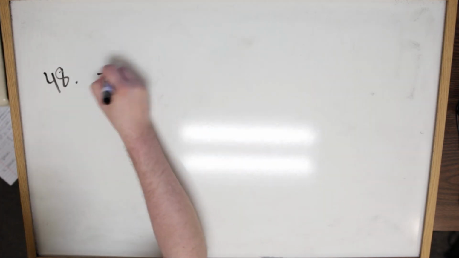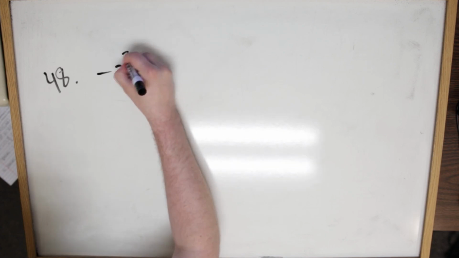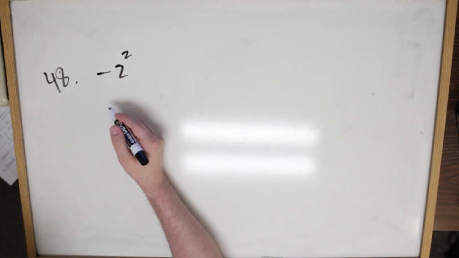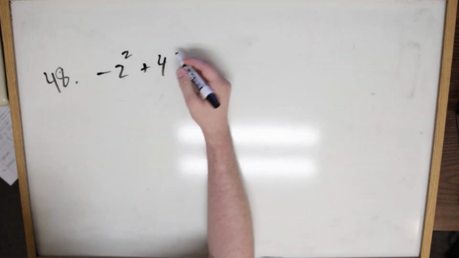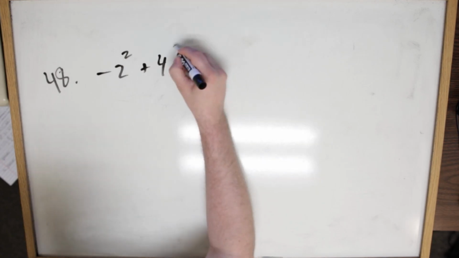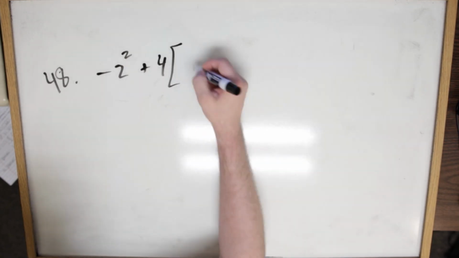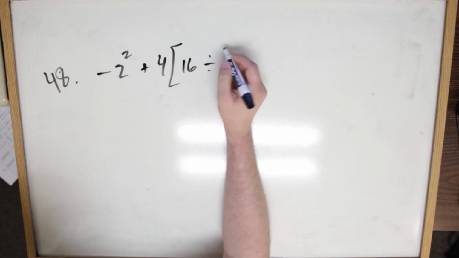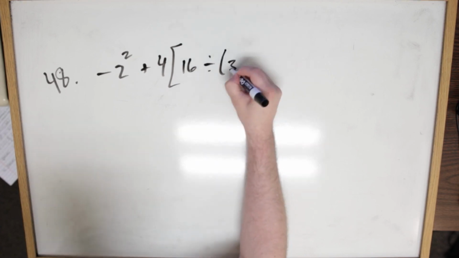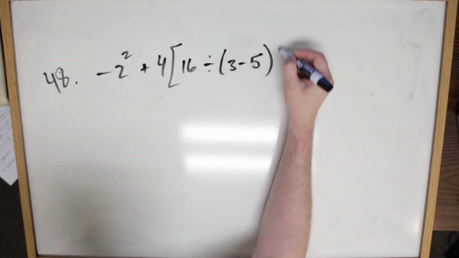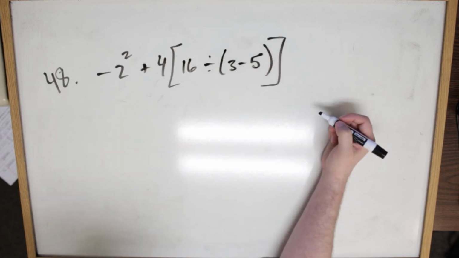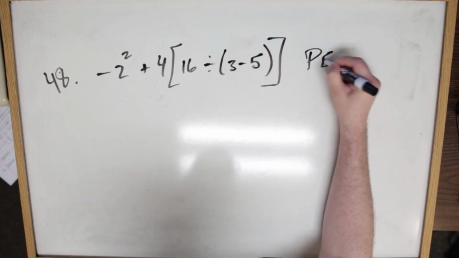So minus 2 to the second power, there's that tricky one, remember, plus 4. And we've got some square brackets here. All right, 16 divided by 3 minus 5. All right, PEMDAS.